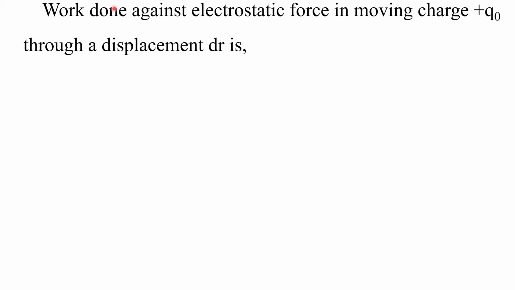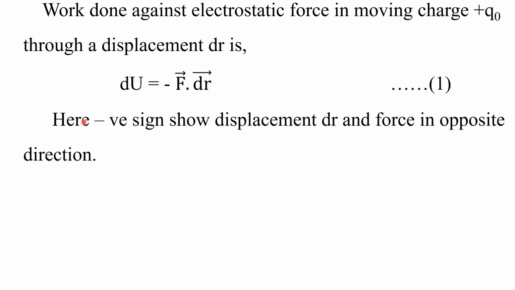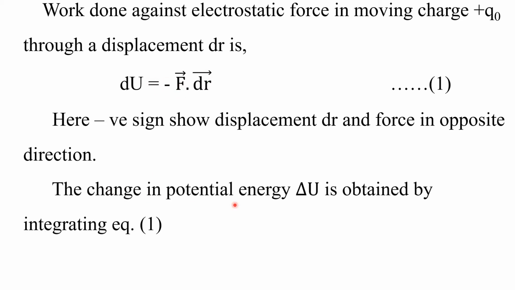The work done against the electrostatic force in moving a charge plus Q0 through a displacement dr is given by dU is equal to minus F dot dr. This is equation number 1. Here, the negative sign indicates that the displacement dr and the force are in opposite directions.